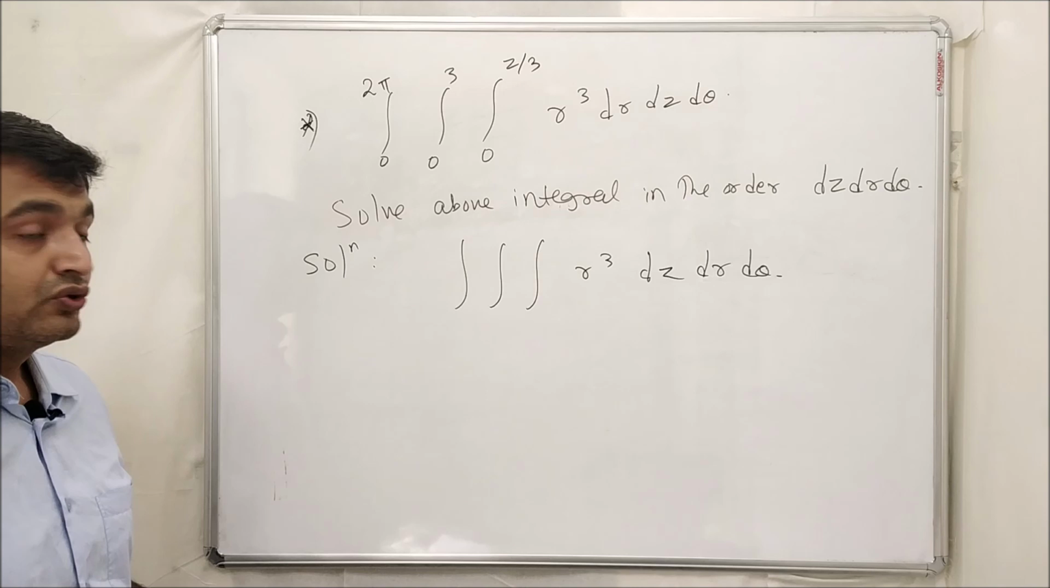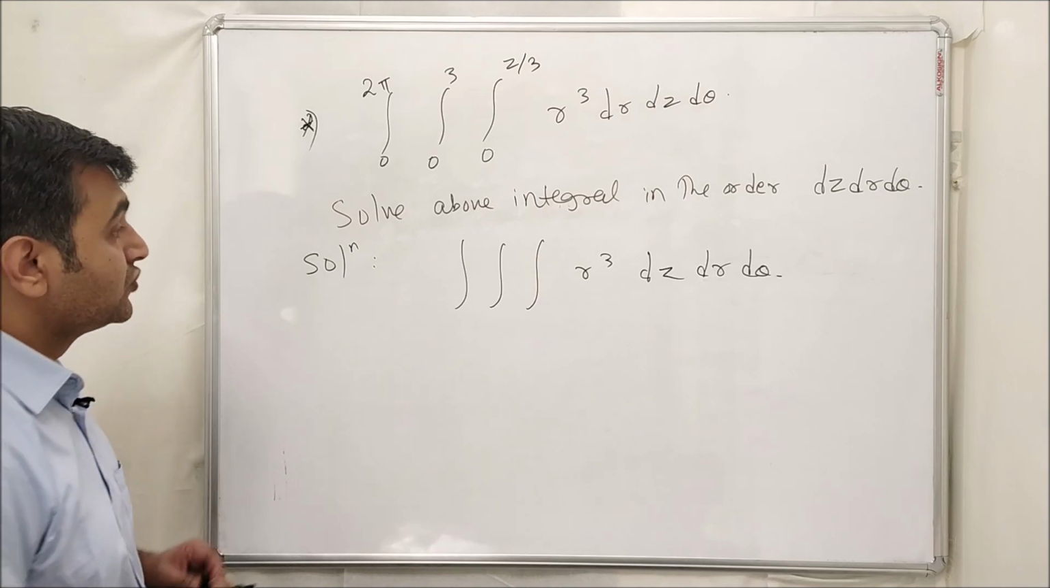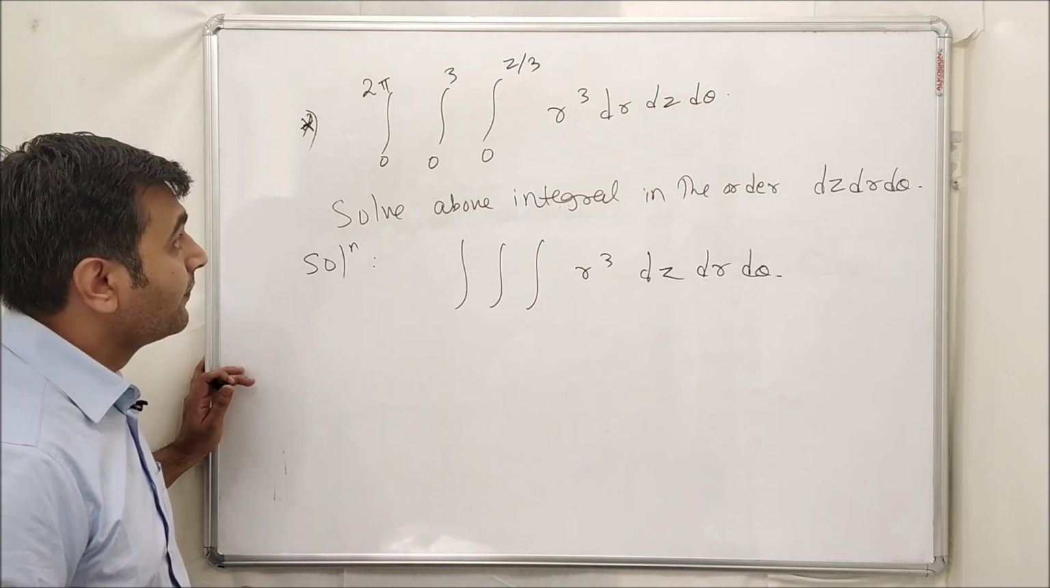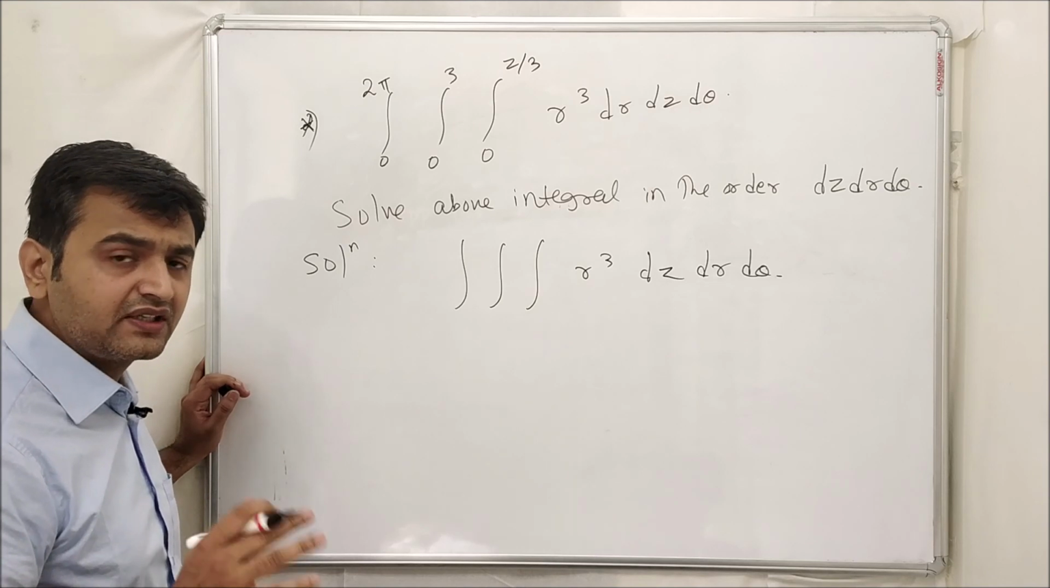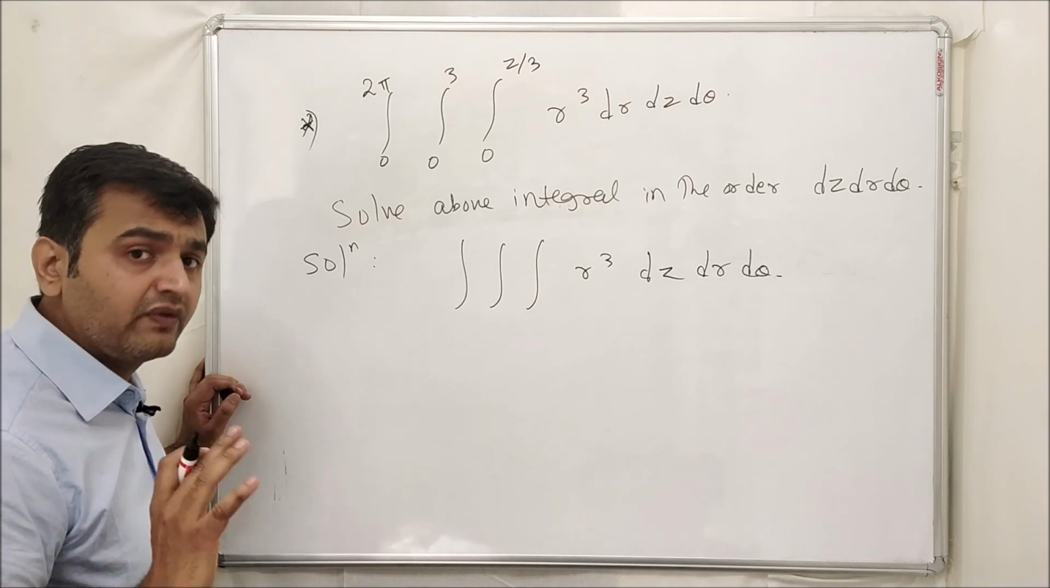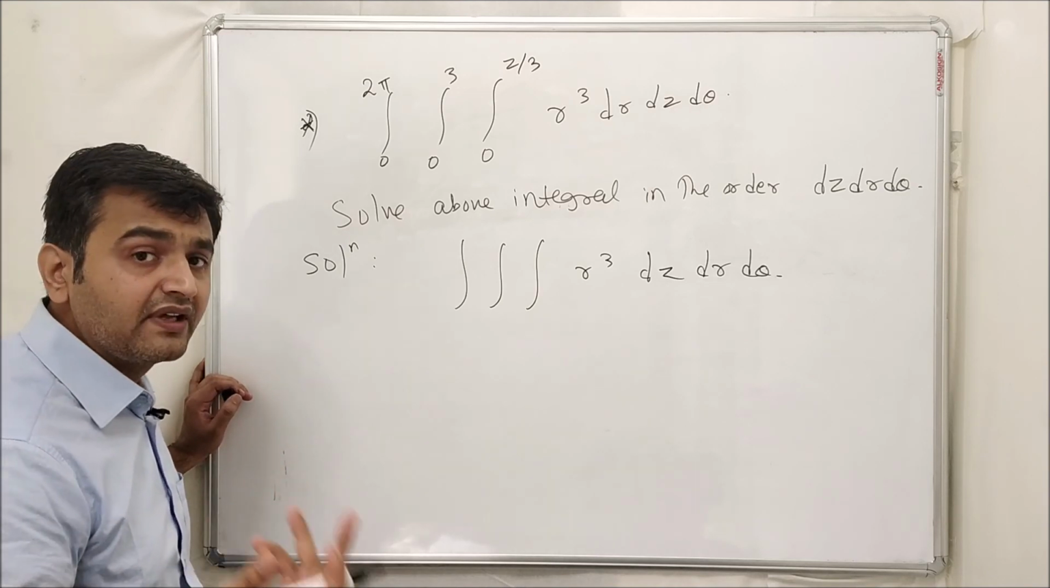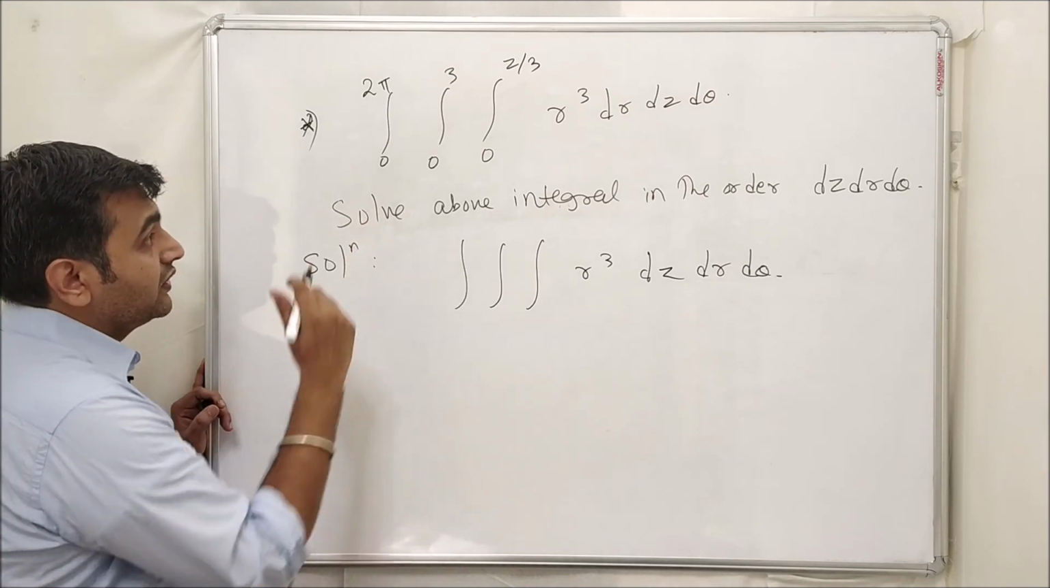First of all, I should know what the region is, so that only then can I do the change of order. Change of order is usually difficult in cylindrical and spherical coordinates, so we avoid using it, but one should have the idea. Now see what we have.